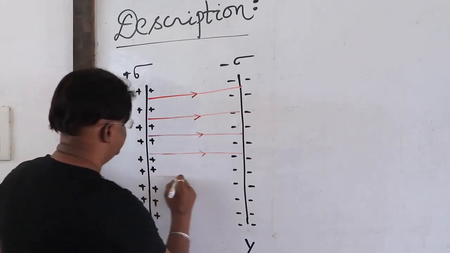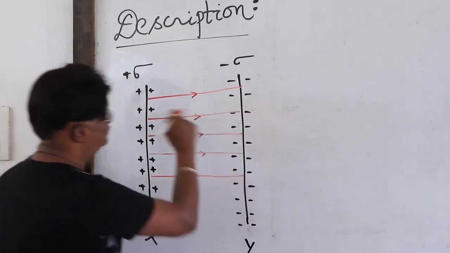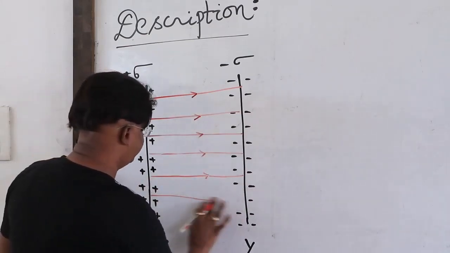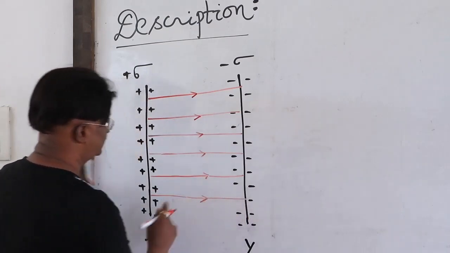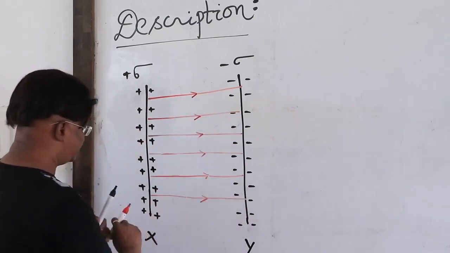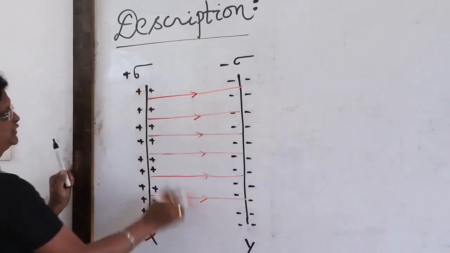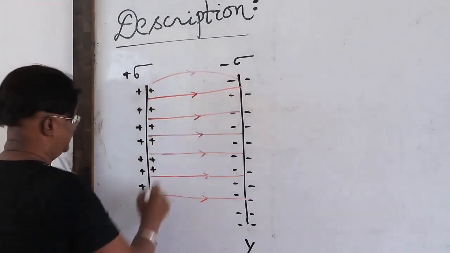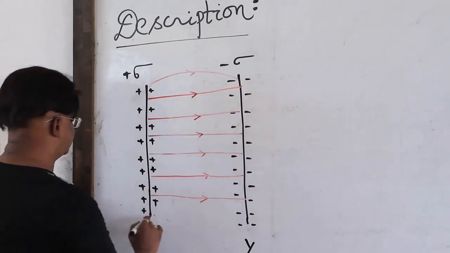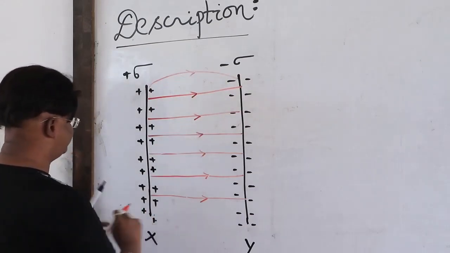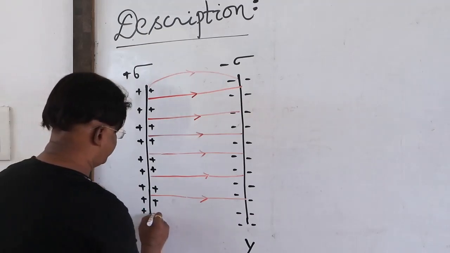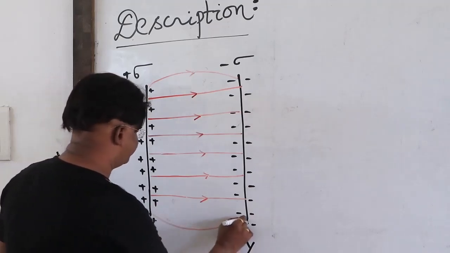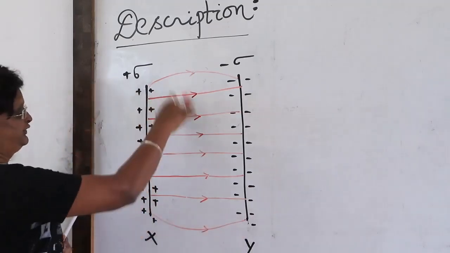Whatever field we are showing between the plates X and Y is the electric field. I have represented it as uniform, but towards the edges of the plates there will be slight distortion, the fringe effect. If I neglect the edges, the electric field between the two plates is a uniform electric field.